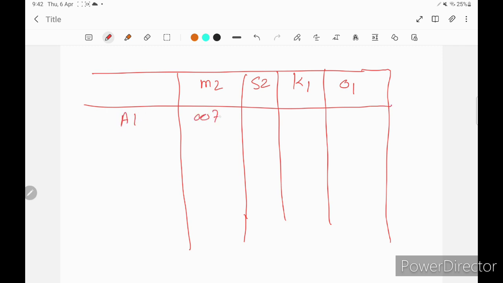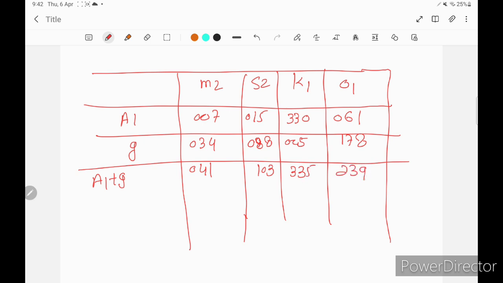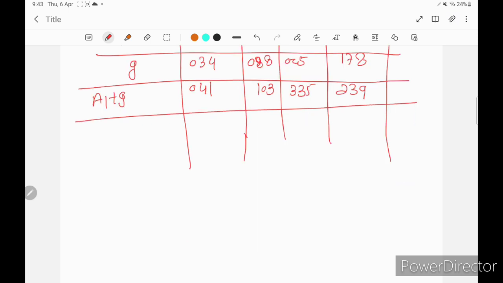A1: 007, 015, 330, 061. G value: 034, 088, 00, 5178. Now I will add these two values, A1 plus G. So I will get 041, 103, 335, 239. So now P divide by 24.